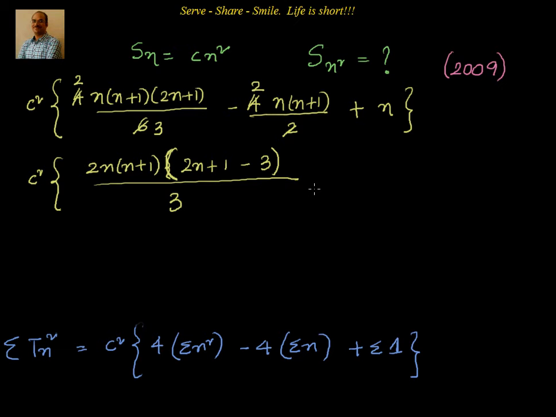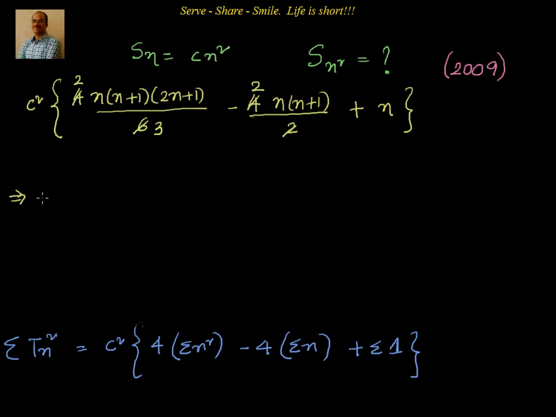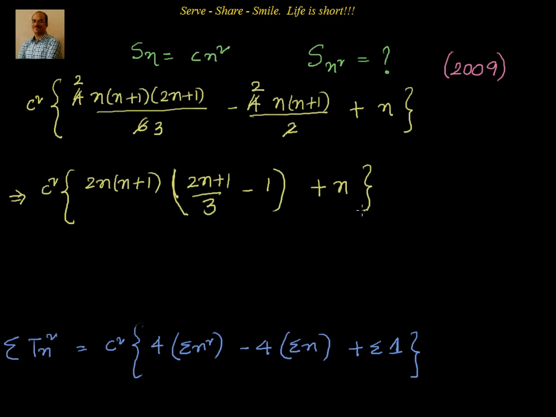Let me go back and write this down in detail. We will write c square, and take 2n into n plus 1 common from the first two terms. What is left out here is 2n plus 1 divided by 3 minus 1. This is a step which I had missed earlier. Then plus n. Now we try to simplify this.